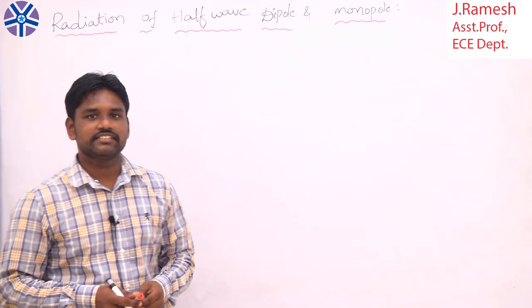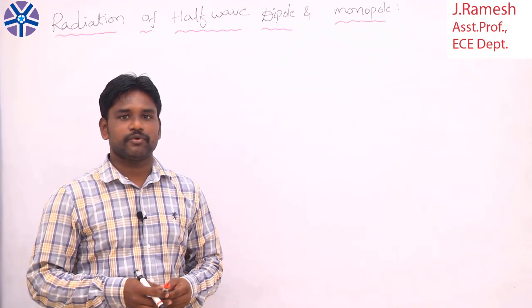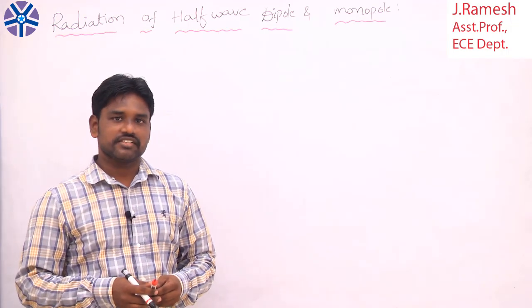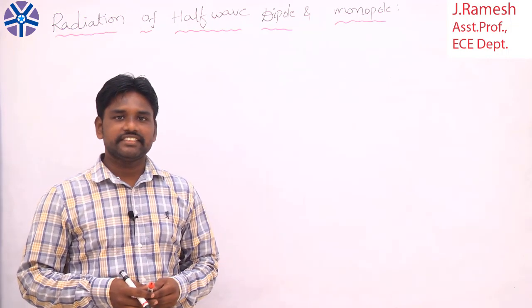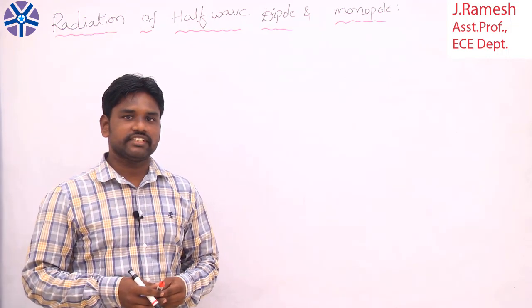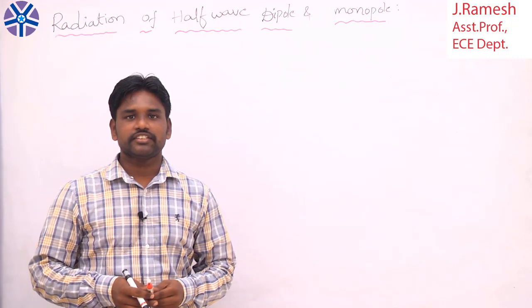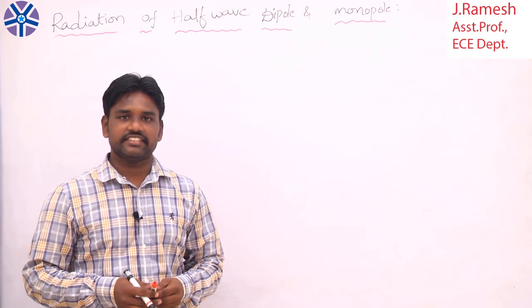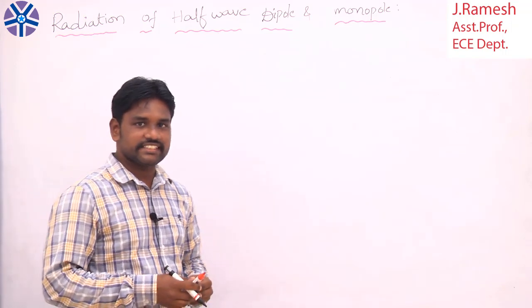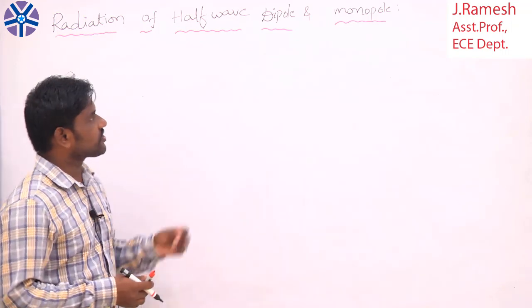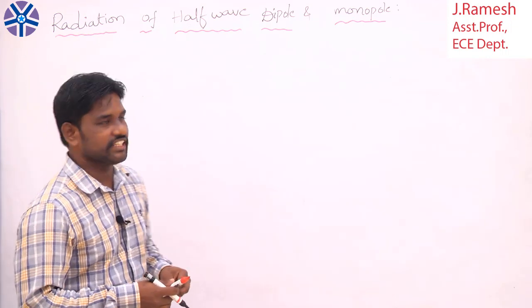So welcome to the lecture series on antennas and wave propagation theory. In the last session we discussed the radiation of a Hertzian dipole, and after that we discussed the radiation resistances of small linear elements. So in today's class we are going to discuss the radiation of a half-wave dipole as well as a quarter-wave monopole.